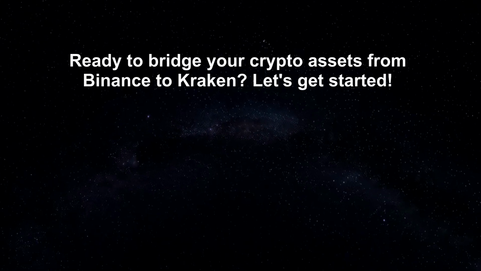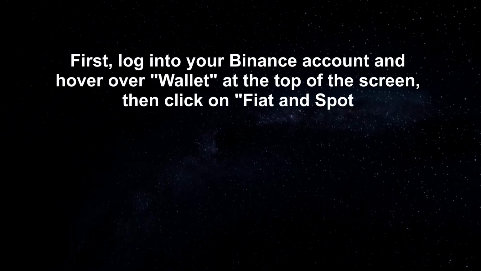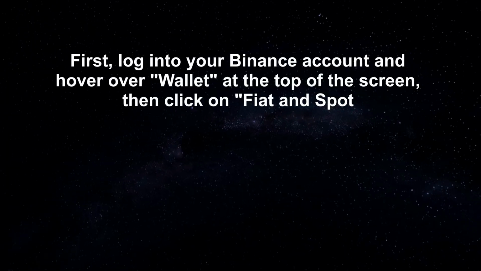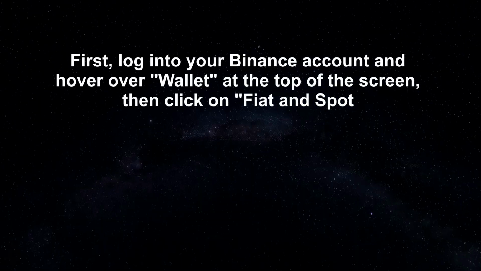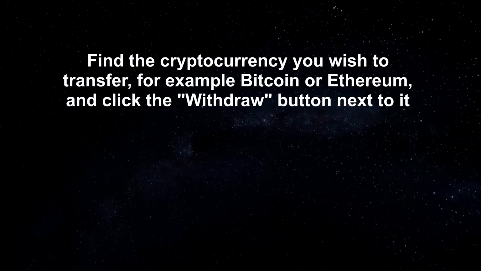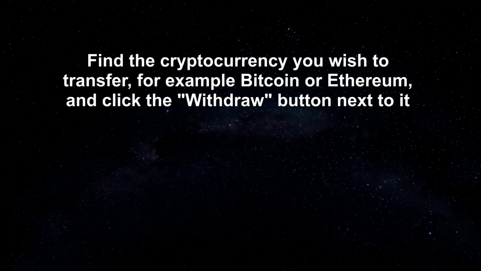Ready to bridge your crypto assets from Binance to Kraken? Let's get started. First, log into your Binance account and hover over Wallet at the top of the screen. Then click on Fiat and Spot. Find the cryptocurrency you wish to transfer, for example Bitcoin or Ethereum, and click the Withdraw button next to it.